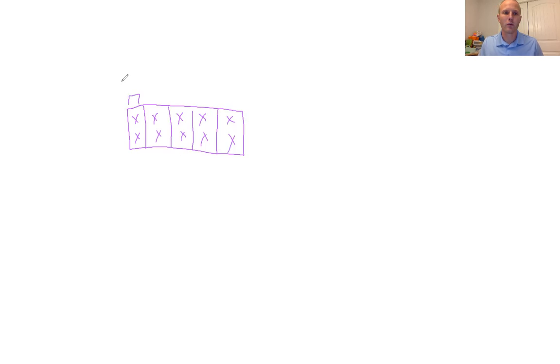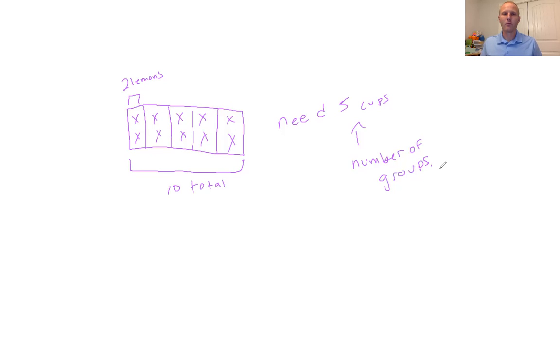And we knew the size of the group, and that was 2 lemons. And we knew the total number was 10 altogether. And we would find out that you need 5 cups, which is the number of groups. So we've done problems like that. We've sort of mastered that. Well, probably not mastered, but we've had some experience with that. And we probably understand how to do that a little bit better than how to do it the opposite way. So let's take a problem like that.